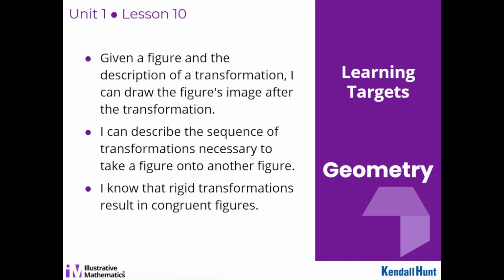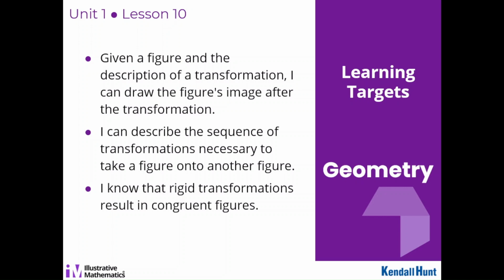Learning target number 2 says I can describe the sequence of transformations necessary to take a figure onto another figure. So basically they give you 2 figures and ask you what needed to happen to switch from the first one to the second one, and you are able to describe: was it translated, was it rotated, was there a reflection? What combination had to happen to go from the first figure to the second figure?